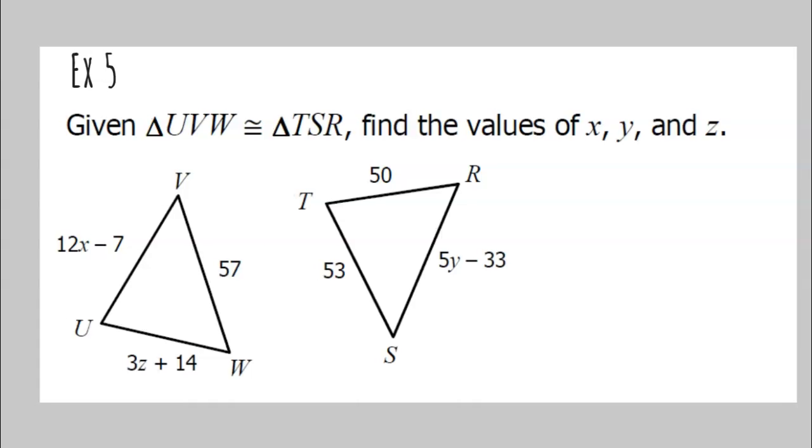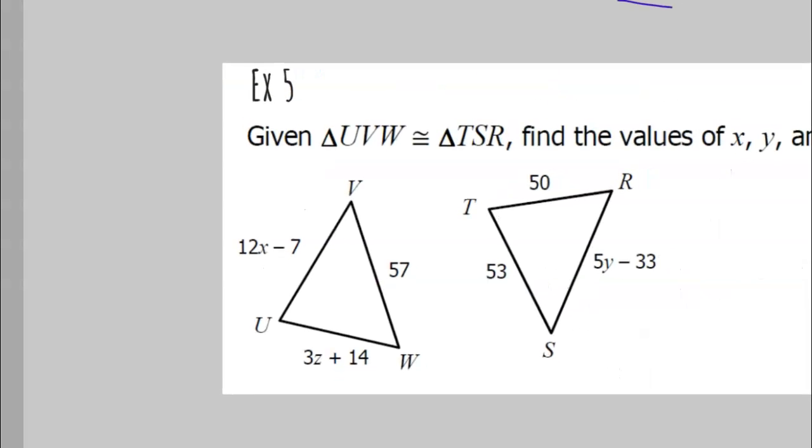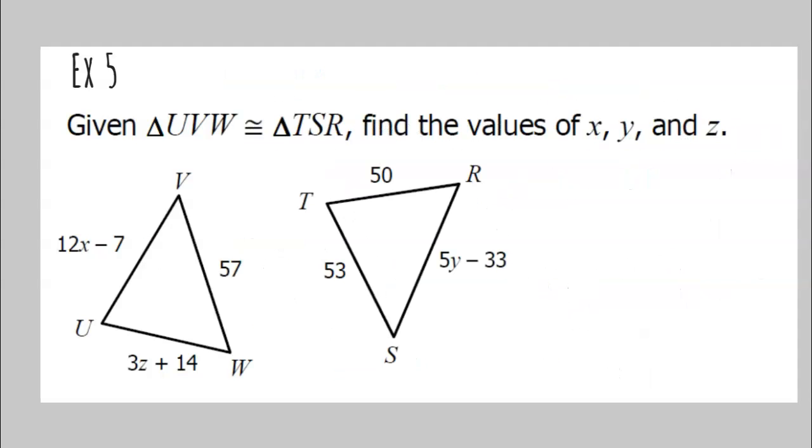All right, so let's look for the x value first. We can start off with x, and I'm going to identify where x is located. And x is located over here, which is the UV. So if I look at the congruency statement, I'm looking for the first letter and the second letter. There's UV, and that's going to be associated with the first and second letter of the second triangle, which is TS. TS is 53. So we know that this side is congruent to that side.